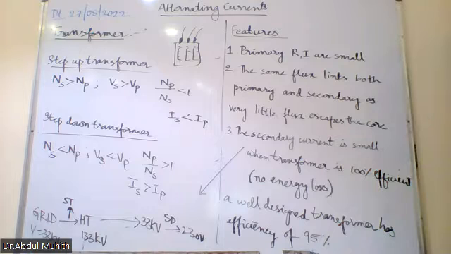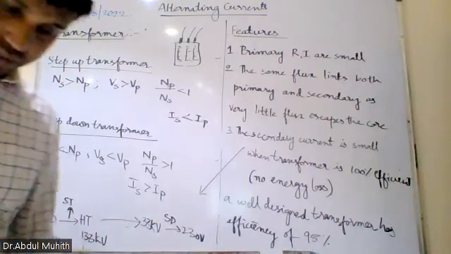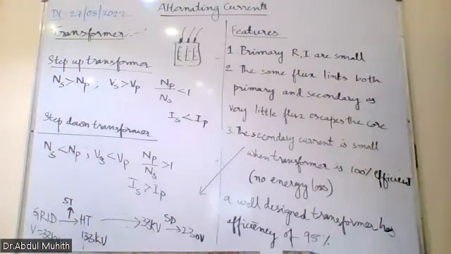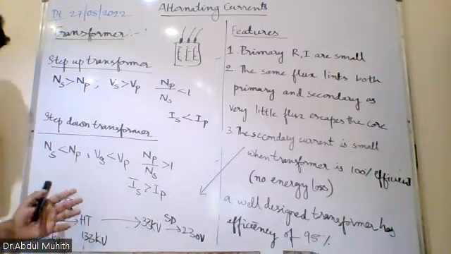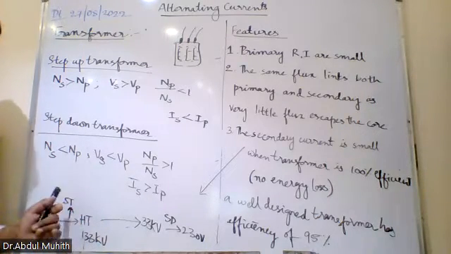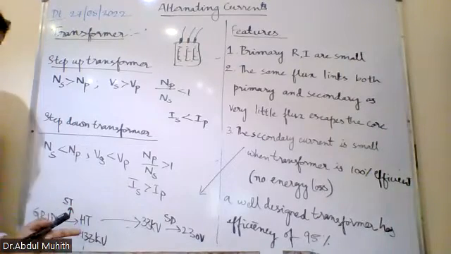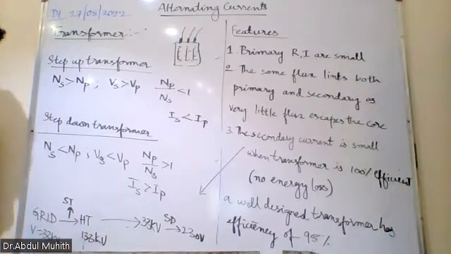Now, the last one is the characteristics of an ideal transformer. How should an ideal transformer be? Is it clear to all of you? Yes, sir. Are there any more differences between step up and step down transformer? Number of turns, voltage on primary, voltage on secondary, and current. These are the differences. The second is where they are used. You should know this. Step up is near the grid station, and step down is near the consumer.